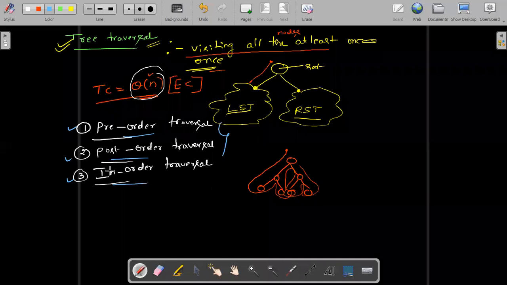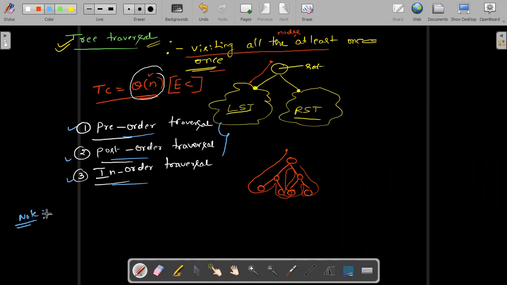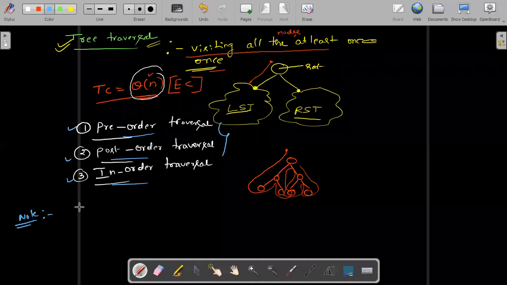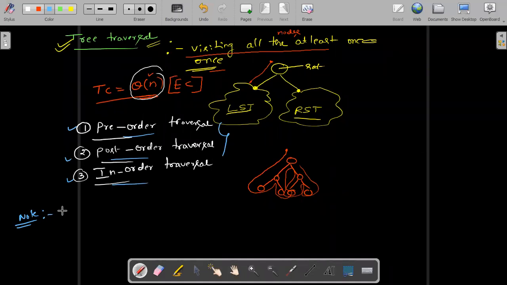One more important thing, please take a note. What is this note? What do you mean by tree traversal exactly, sir? Tree traversal means wherever you meet a node, there you print the node. Okay, I will write it.